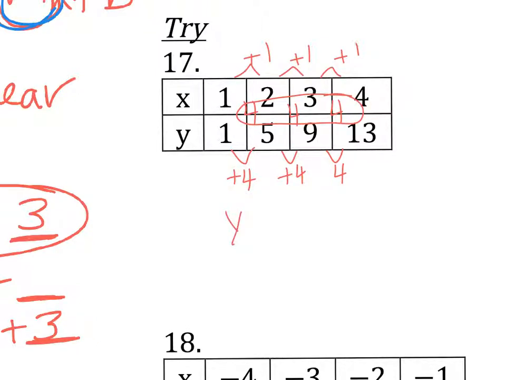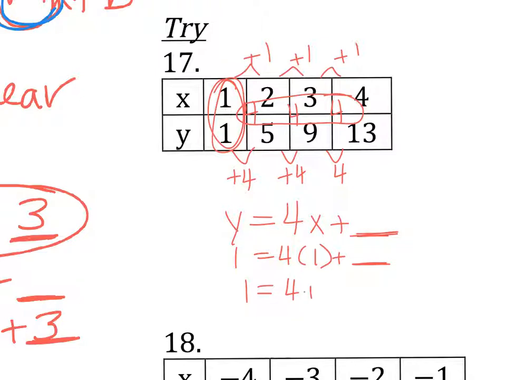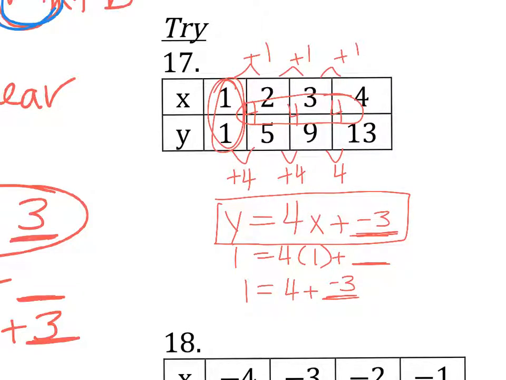So I start off with y equals 4x plus blank. Choose an ordered pair. I like 1, 1. That's nice and easy. So 1 goes in for y. 1 goes in for x. I got to figure out what goes in the blank. So 4 times 1 is 4. So 1 equals 4 plus blank. Okay, to be at 4 on the right and get down to 1 that I want to make it equal, I would have to subtract 3. So y equals 4x minus 3. So those are your linear function notes.